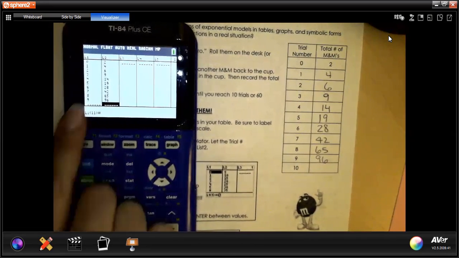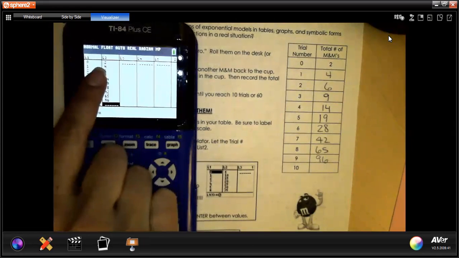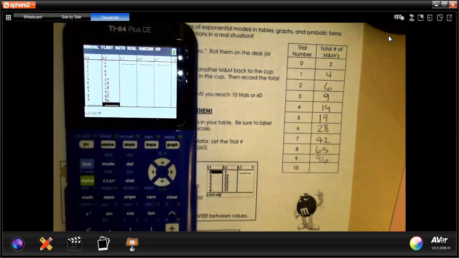All right, so each X value has a Y value now here. Everything is matched up, which is the way it needs to be, or it's going to give you an error message. So we've got our trials on L1 and then our total M&Ms on L2.